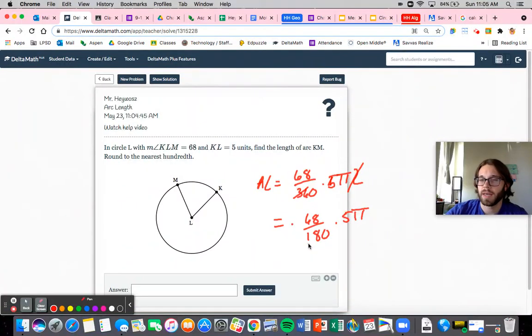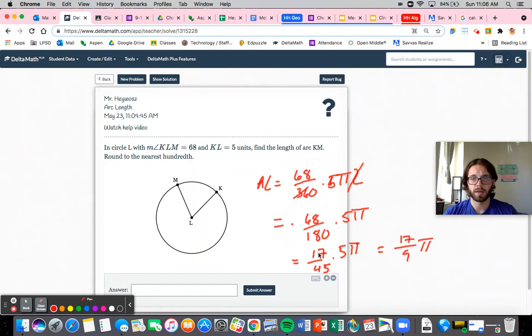We know that 180, when you divide that by 4, what are you going to get on that one? 45. So you're going to end up with 17 over 45 times 5 pi. That's what this part simplifies to. The 45 and the 5 are going to cancel to 17 over 9 times pi.